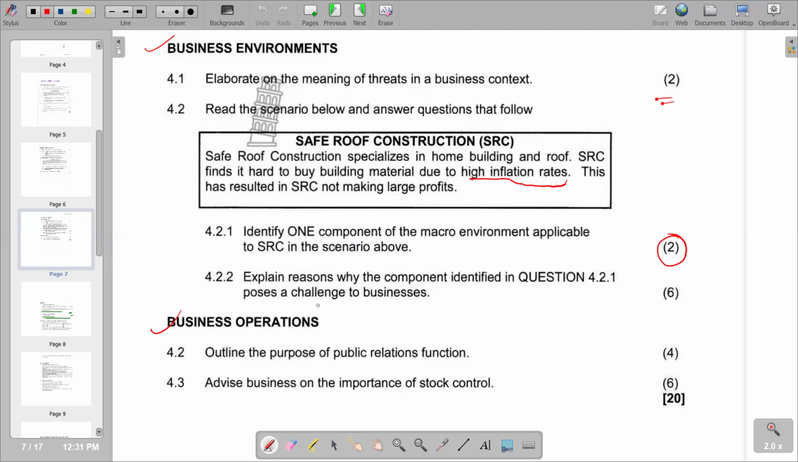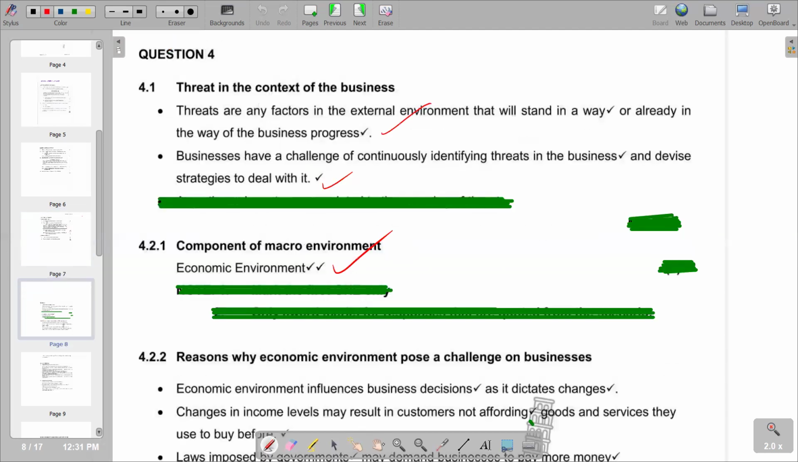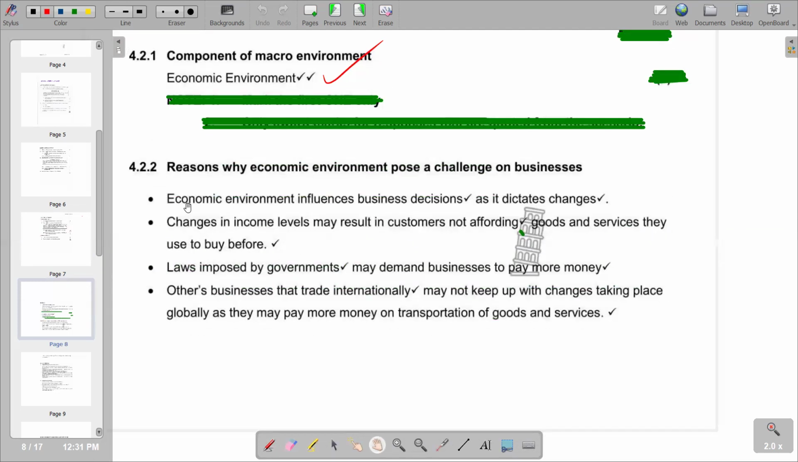Explain why the component identified in question 4.2.1 poses a challenge to businesses. We go to the response section to see how the component that we identified in 4.2.1 poses a challenge to businesses. We're talking about the external factors, remember? They can have negative impacts on the operations of the business, which we have listed here. The first point says the economic environment influences business decisions as it dictates changes, and changes in income levels may result in customers not affording goods and services they used to buy before.